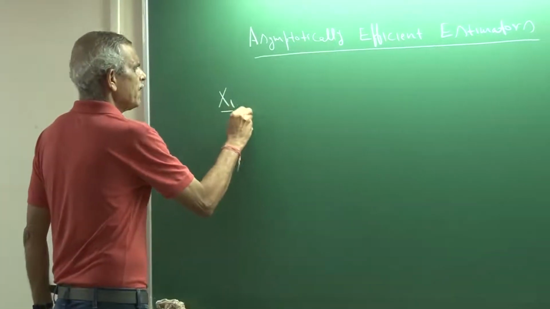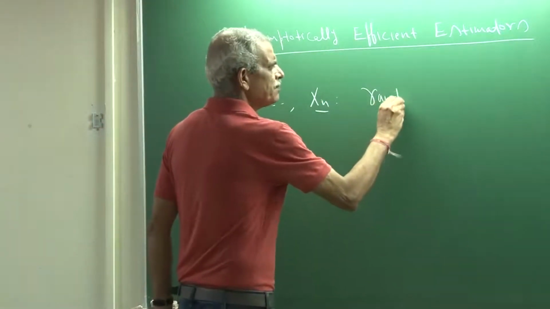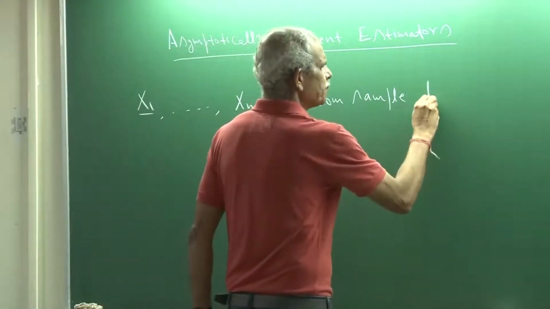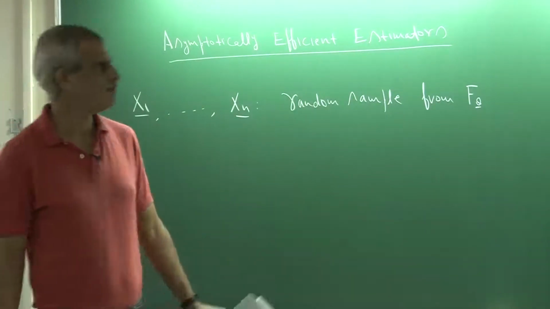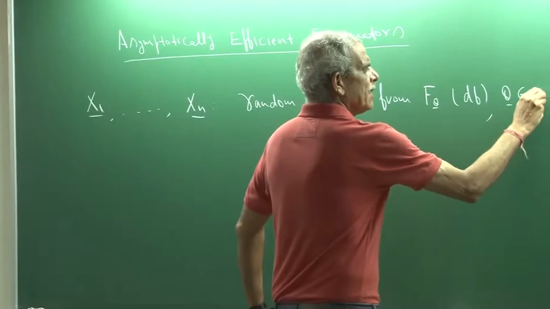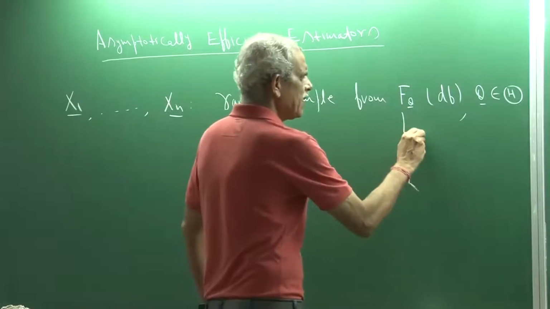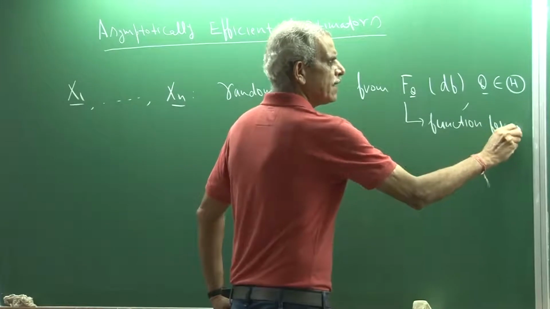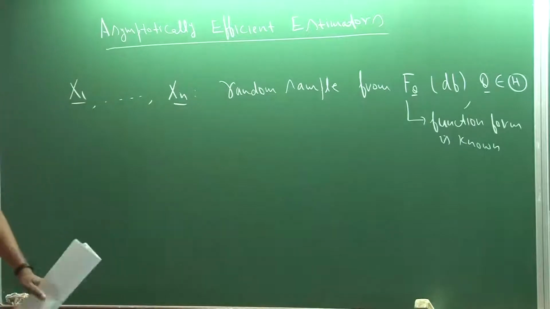So suppose you have X1, X2, ..., Xn, which is a sample. So it is a random sample from some distribution. Let me denote that by F theta, which is a distribution function, and my theta belongs to capital Theta. Right? So the functional form of F theta is known. That is what I assume. The only unknown quantity is the unknown parameter theta.